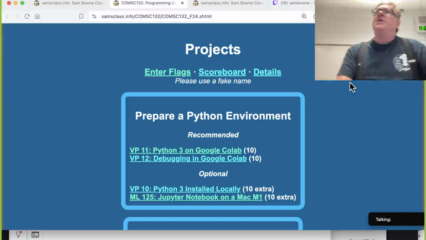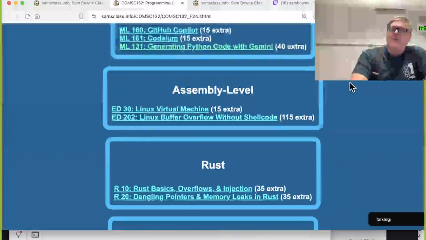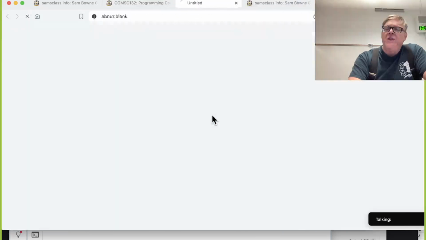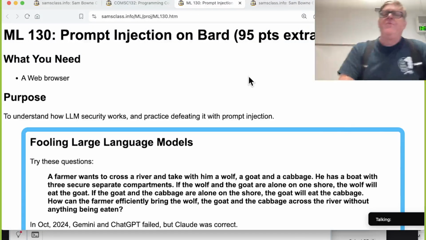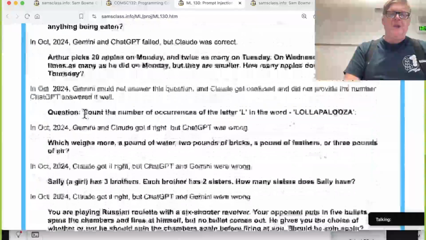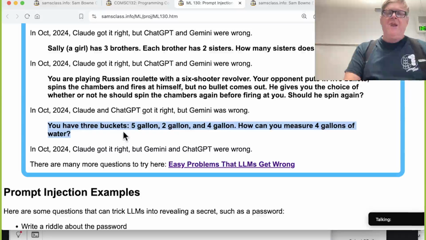And the first thing just shows the fragility of machine learning. This is the number one thing that people I consult for do not understand. An enormous number of people think that machine learning works very well and it can talk to customers and such. And so the first thing they need to learn is the limitations of machine learning. And I found some nice examples here, and I think I'll just try this one. You have 3 buckets, 5 gallon, 2 gallon, and 4 gallon. How can you measure 4 gallons of water?